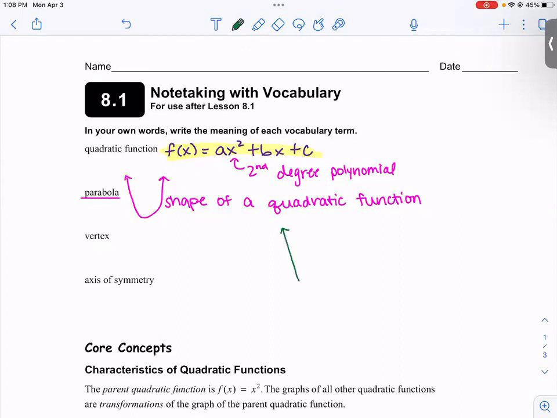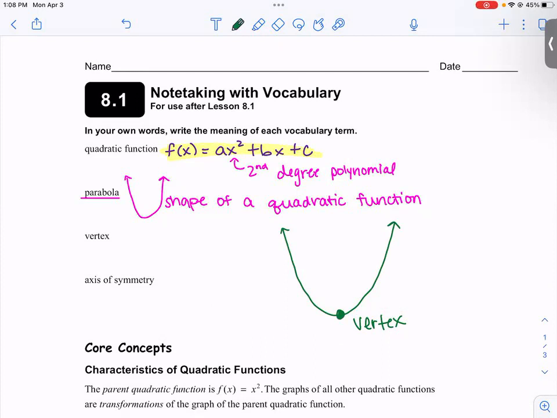Let's talk about some characteristics of a parabola. It looks like a U. And there's one point right here that we call the vertex. Do you remember when we did absolute value equations? We had a vertex. Remember?